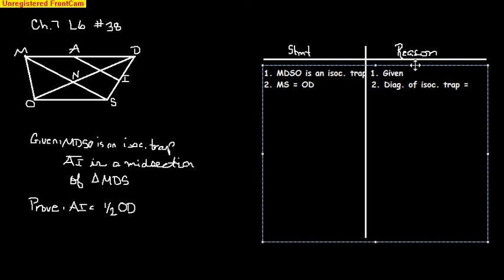We didn't use our other given yet. We know that AI, segment AI, is a midsection of triangle MDF. And that is another given. This is a fairly easy proof if you know where you're going with it. If it's a midsection of MDF, then we know that AI is equal to 1/2 of MF.